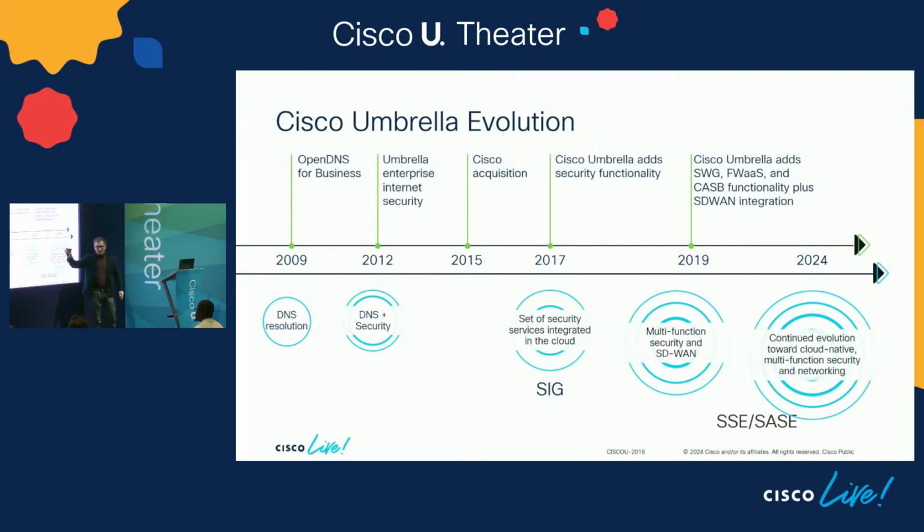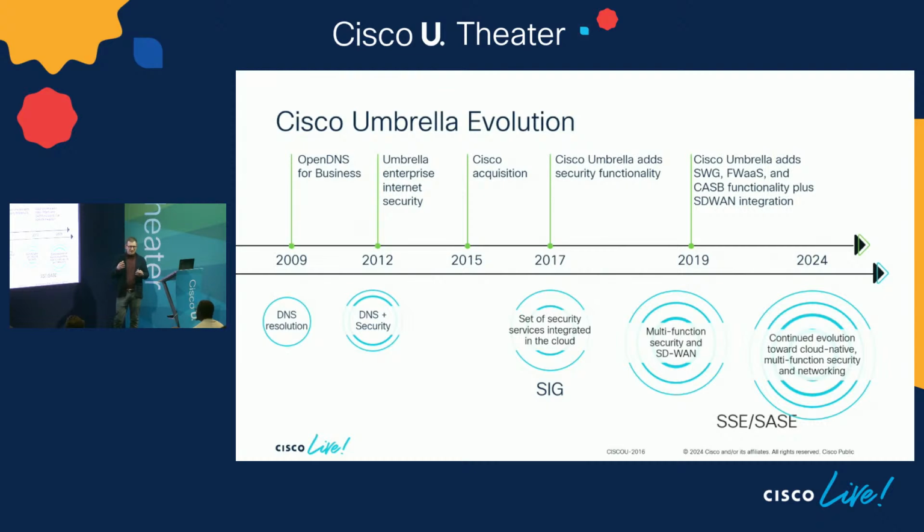Let's first take a look at Cisco Umbrella's evolution. It all started in 2009 with OpenDNS for Business. They started this DNS resolution service. In 2012, they added the first security capabilities to the product. After the Cisco acquisition in 2015, Cisco started adding different features and security capabilities. And in 2017, Cisco announced Umbrella as a Secure Internet Gateway product.